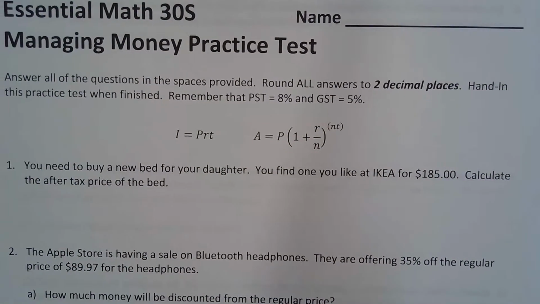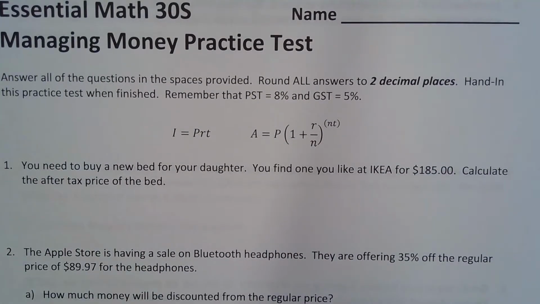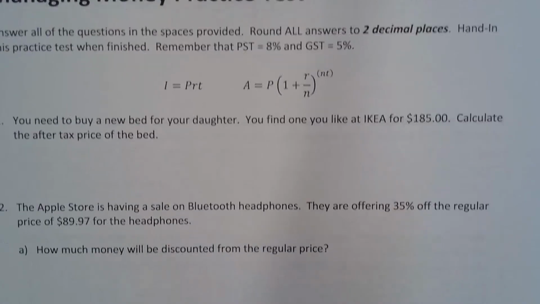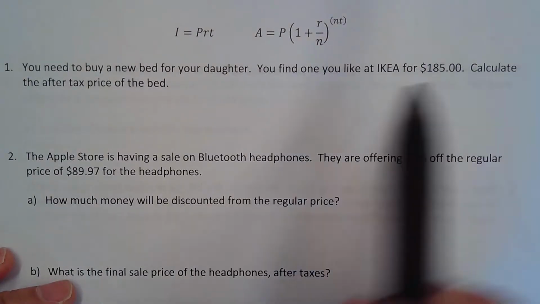So for this managing money practice test, we're going to go over these questions and solutions. So let's take a look at question number 1. You need to buy a new bed for your daughter. You find one that you like at IKEA for $185.